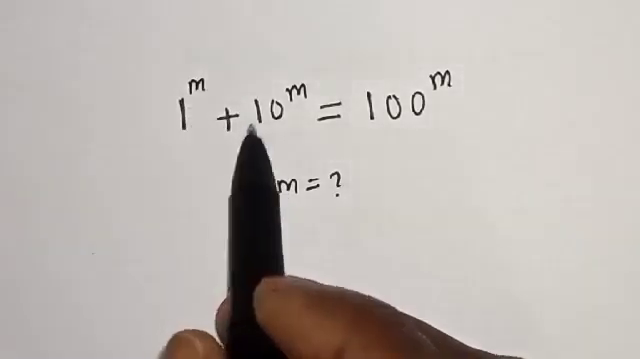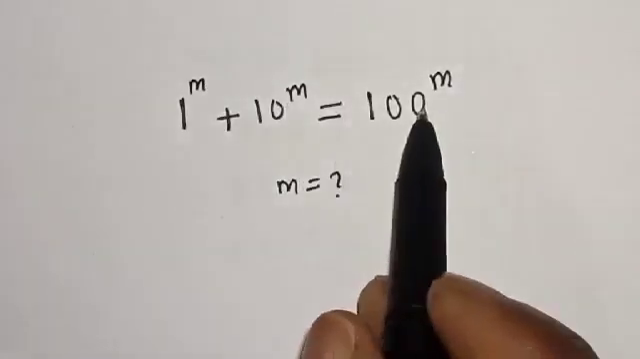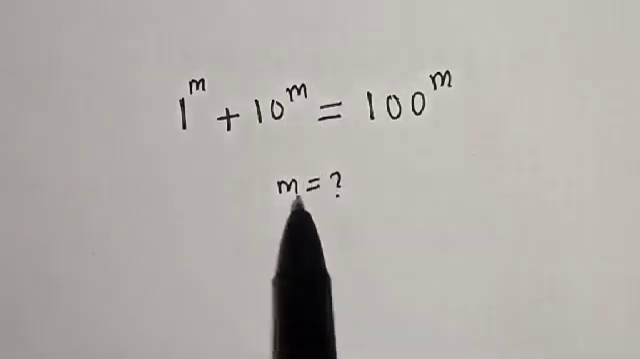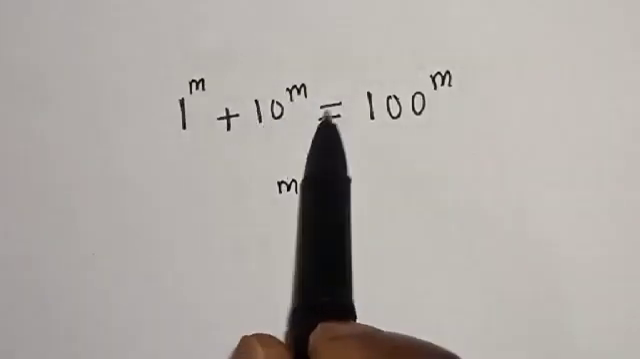1 raised to power m plus 10 raised to power m is equal to 100 raised to power m. What is the value of m? Hello, welcome to Mathgist. In this class, we want to find the value of m from this equation.